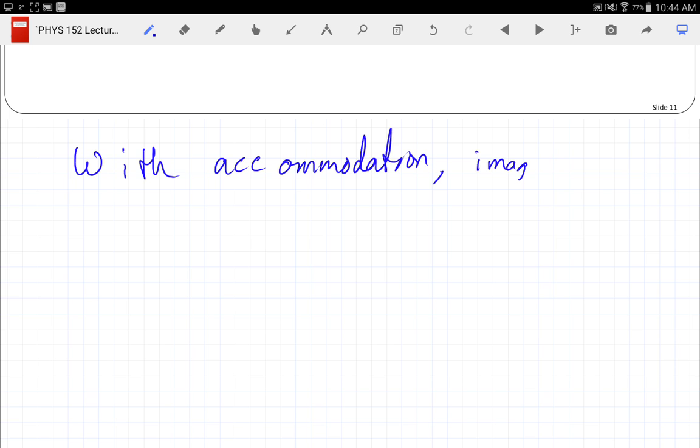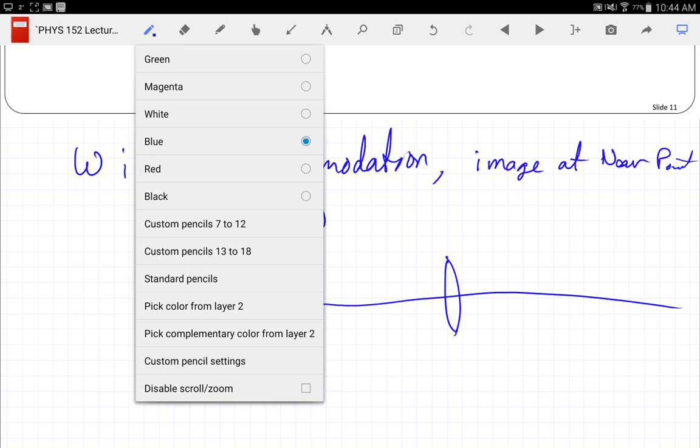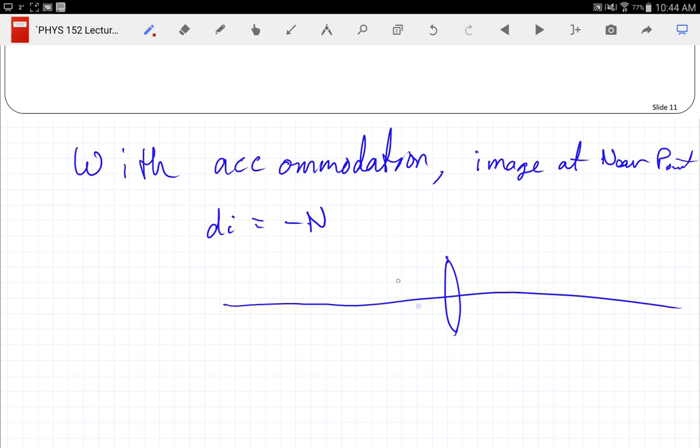Where should the image be located if we're using accommodated vision? It'll be at the near point. So distance image is going to be minus the near point. Why minus? Because it's on the same side. Right, so then we're going to have, and I have this picture on the next slide, but I think it's just better to go through and do the derivation.